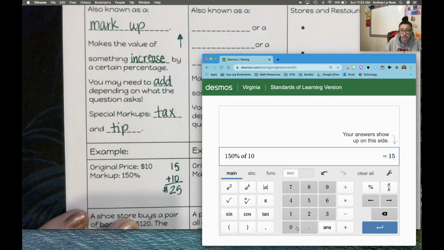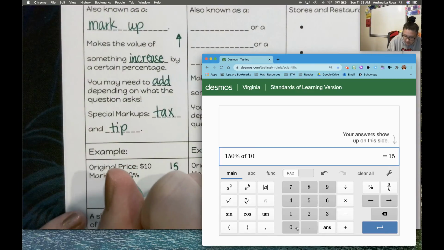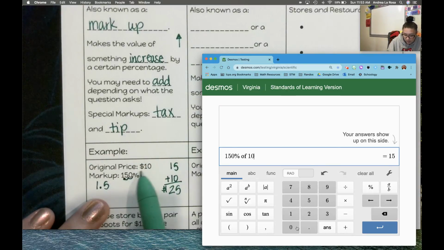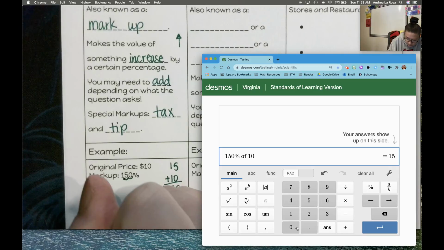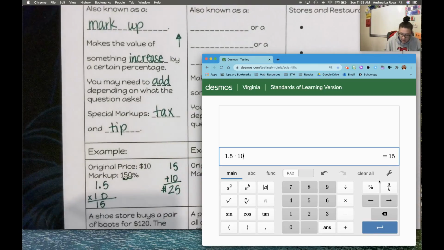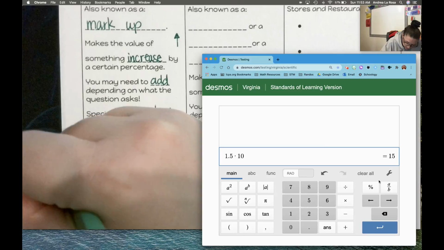Before I can just go straight into multiplying anything, I need to turn my percent into a decimal. So I go to the left, and I get 1.5. I would take that 1.5 times 10. If I do that in my calculator, 1.5 times 10 gives me 15. And again, that $15 is the amount of the markup.